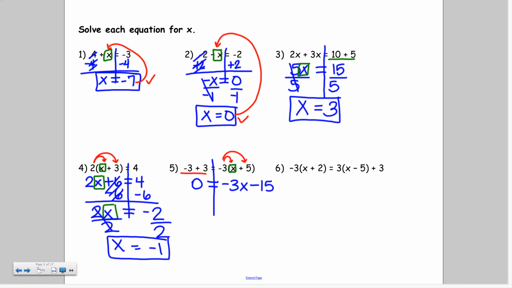All right, so if we want to get x by itself, we need to get rid of the 15. So to get rid of the 15, we're going to add 15 to both sides. We didn't need to do that. Let me rewrite this real quick.